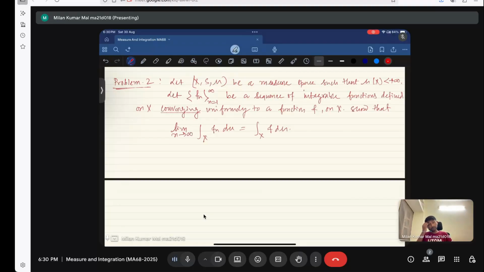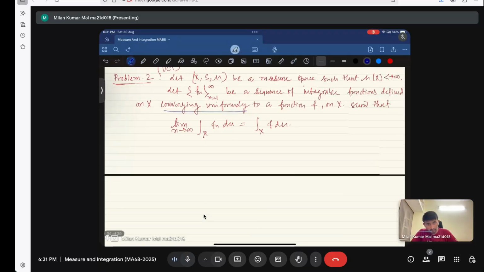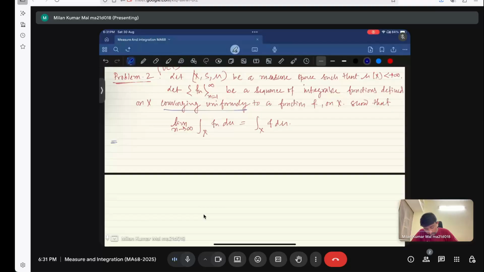So this is sometimes called the uniform convergence theorem, but this is not much of use, because here we are assuming that the sequence converges uniformly, which is a very strong assumption that does not in general happen. So this type of theorem does not appear much, but still it can appear and one can solve it easily.